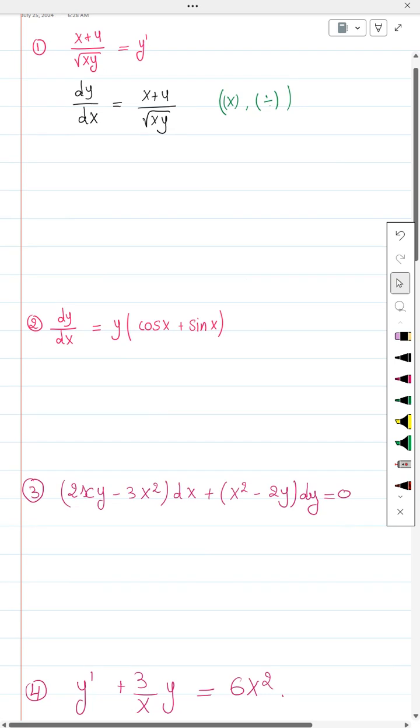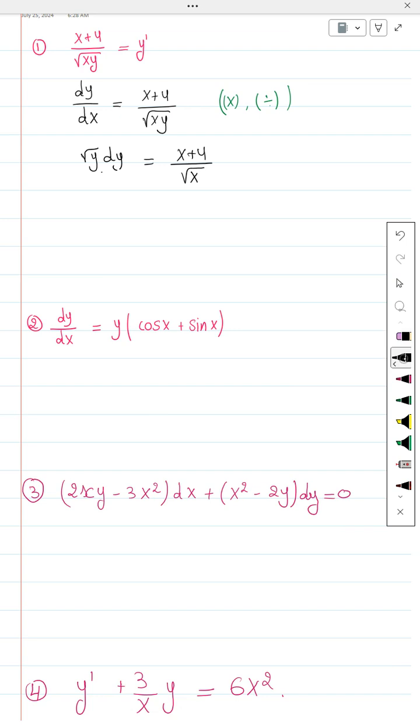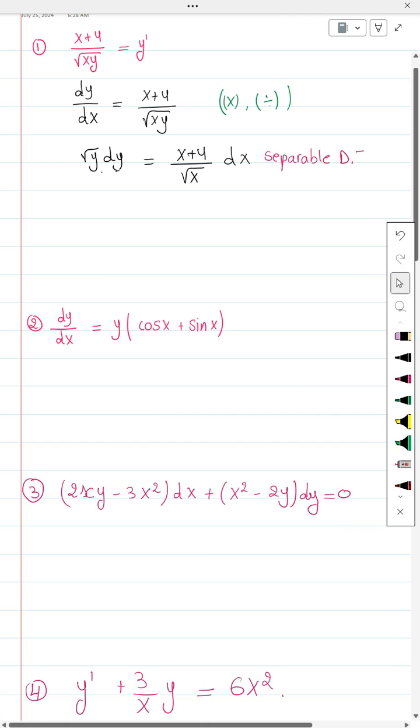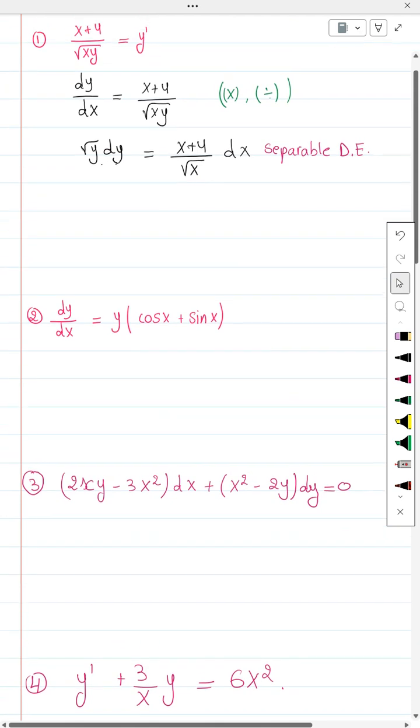By multiplying the equation by the square root of y, we get the square root of y dy over dx equal to x plus 4 over the square root of x. By multiplying by dx, the square root of y dy is equal to x plus 4 over the square root of x dx. As you can see, this is a separable differential equation. By integrating both sides, we're going to get the solution.